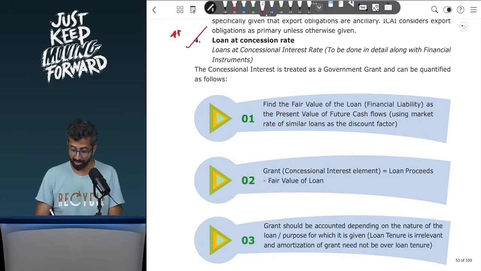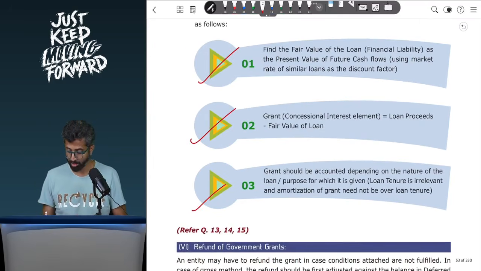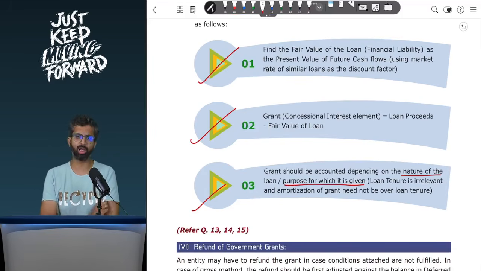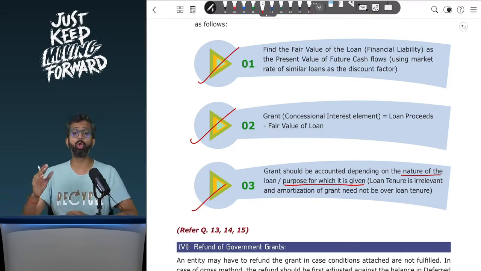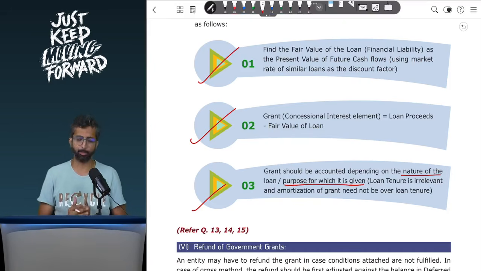So basically, the first step over here is to find the fair value of the loan. The second step is to find the grant amount, which is the loan minus the fair value. And third, the grant should be accounted depending on the nature of the loan or the purpose for which it is given. The loan tenure over here is usually irrelevant. The amortization will depend on the life of the asset, if it is an asset-linked grant, or the expenses if it is a grant linked to income. The accounting for the loan will be as per Ind AS 109, usually the amortized cost method.